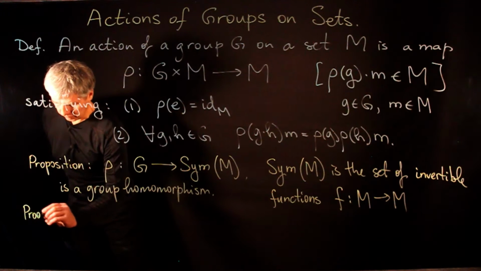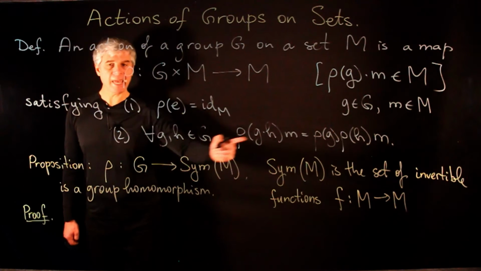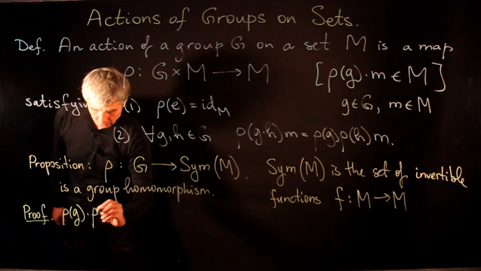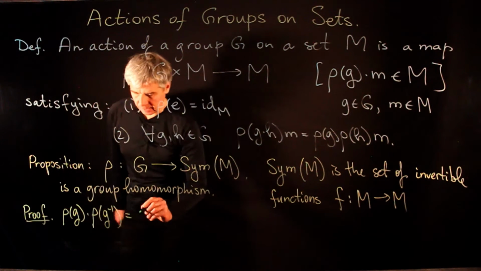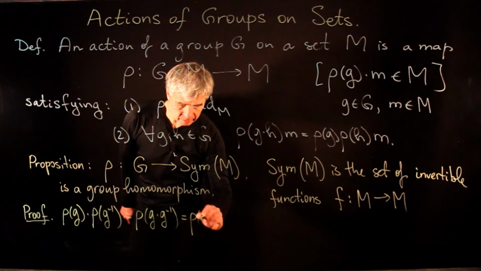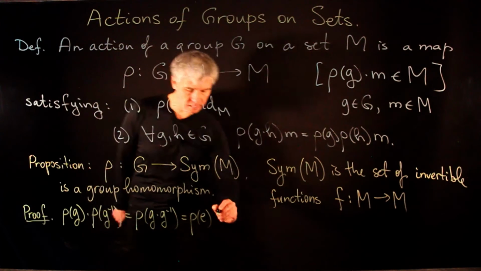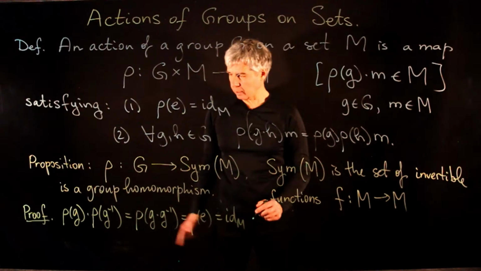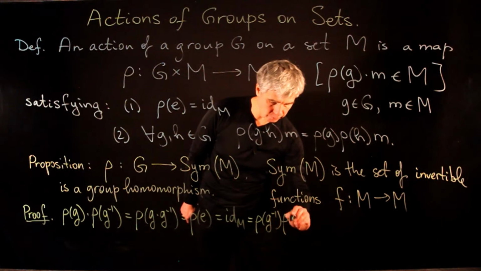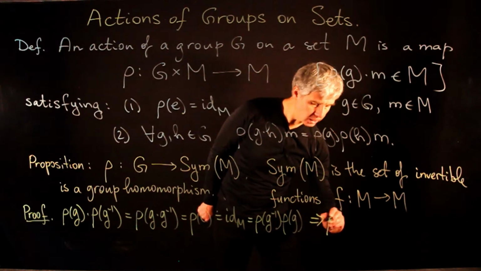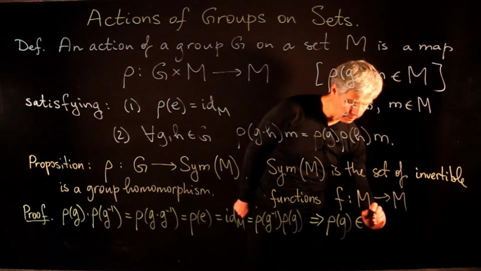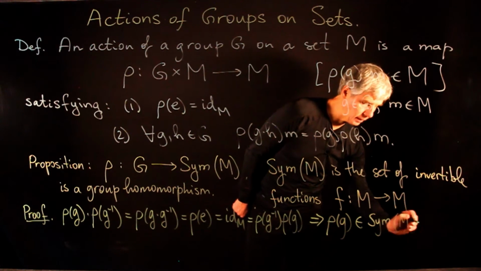Let us give a proof. From the second axiom of the group action, we have that rho of g composed with rho of g inverse is the same as rho of g times g inverse, which is rho of identity. And from the first property, we know that this is identity on M. And a similar calculation shows that the same is true for the composition in the opposite order, rho of g inverse composed with rho of g. From here, we conclude that rho of g is an invertible function from M to M, and thus belongs to the group Sym M of permutations of the set M.